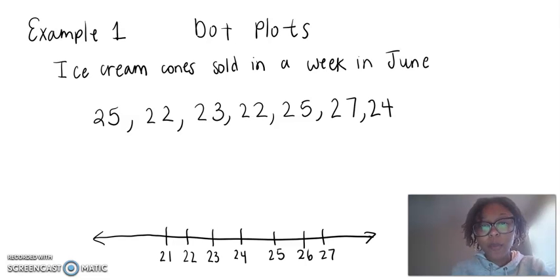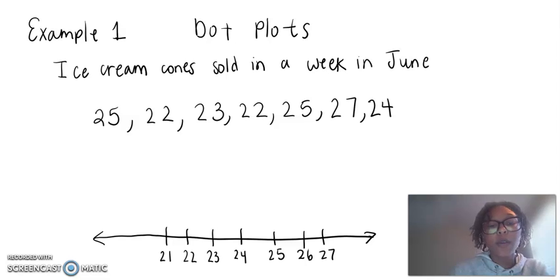Okay, so for our first example, we're going to look at dot plots. Our context here is ice cream cones sold in a week in June. So we have 7 counts of the ice cream cones sold. On the first day they sold 25, then the second day they sold 22, third day they sold 23, and so on and so forth. So what we need to do is plot this on a dot plot. For every number that we have in our data, we will put a dot on our plot. And as you can see, we have a number line ranging from 21 to 27.